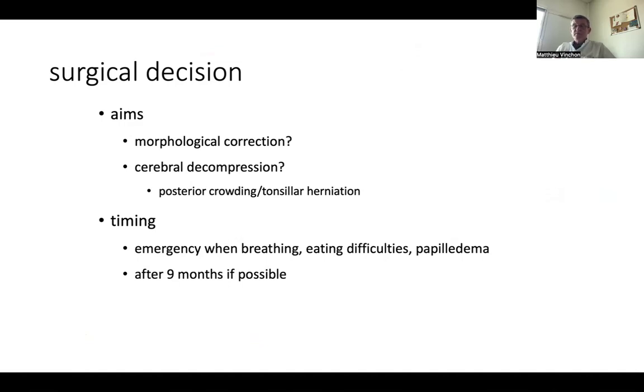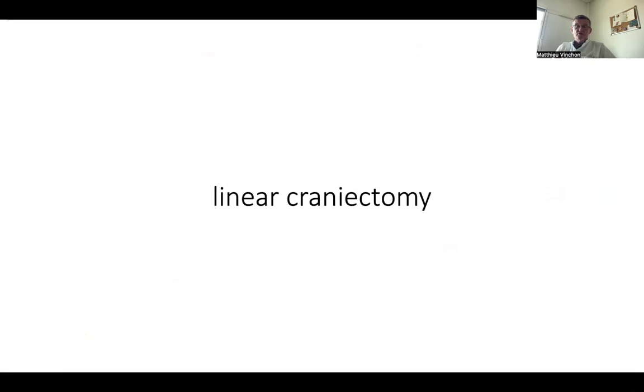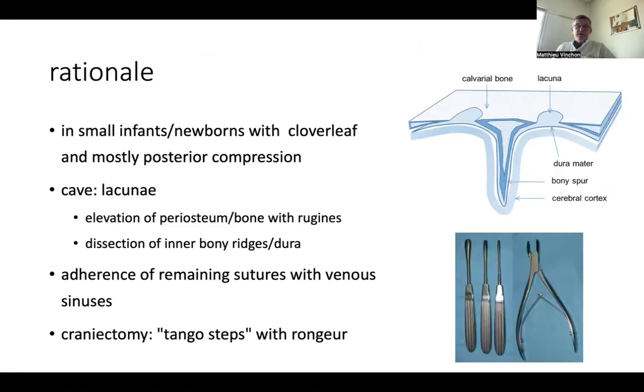So we have basically two different situations. So the technique will depend on the age, because we don't do the same surgery at birth and at 9 months, whether the synostosis is uni or bilateral, and if it is isolated or in the context of multiple synostosis. First, we see the linear craniectomy, which is surgery we may need to do in small infants, even newborns, with a cloverleaf syndrome with mostly posterior compression. So we have to do a linear craniectomy.